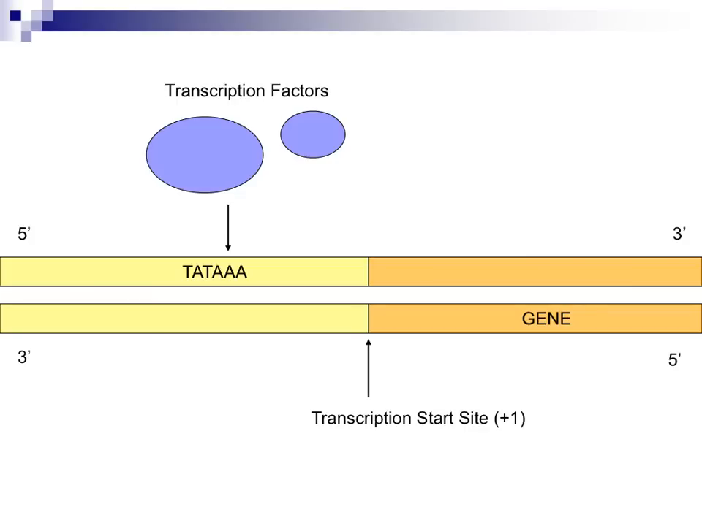Now, as I explained before, the purpose of the promoter is to help bind the enzyme that's going to carry out transcription, which is the RNA polymerase. And one way it will do that is it will bind what are known as transcription factors. Remember, this is for the initiation of transcription. Transcription factors, their purpose is to bind to the promoter region and then allow the RNA polymerase to bind.